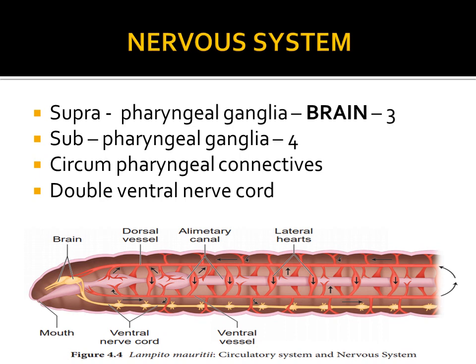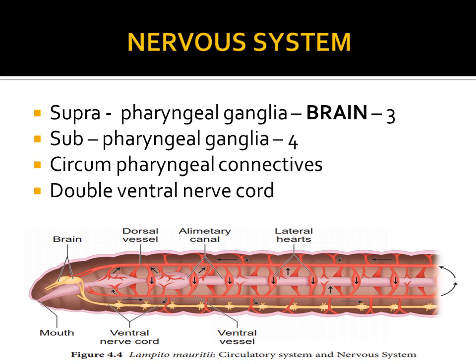Then why are they named supra and sub? The first one, supra, is present above the pharynx, hence it is known as the suprapharyngeal ganglia. The second ganglia is located below the pharynx, and that is why it is known as the subpharyngeal ganglia, right? These two regions are present around the pharynx, and they are the major regions of the nervous system. The third region is the circumpharyngeal connectives. As we said already, the suprapharyngeal and subpharyngeal ganglia are connected to each other by the pharyngeal connectives. Can you watch this figure? Above the pharynx the brain is marked, and below the pharynx the subpharyngeal ganglia is present.